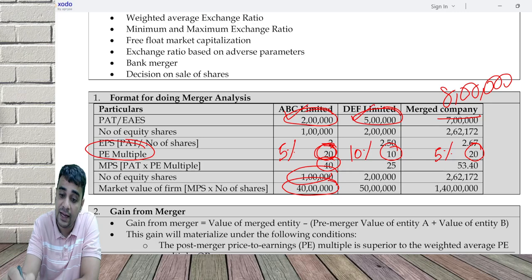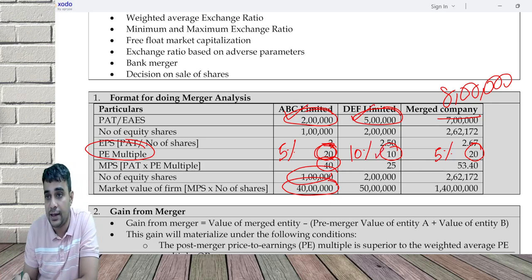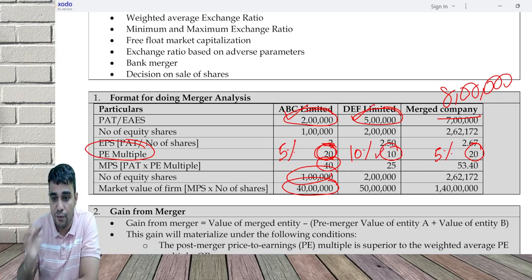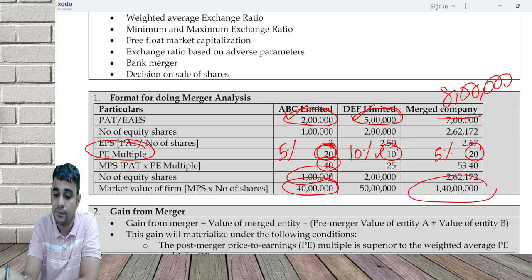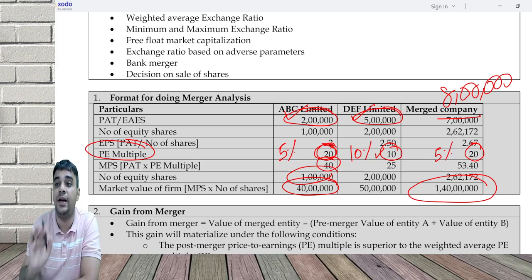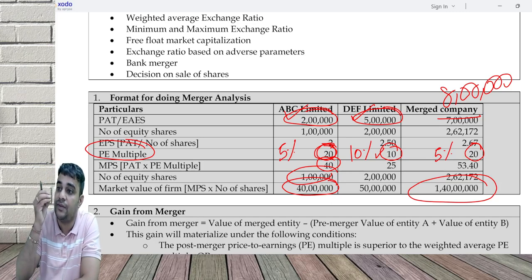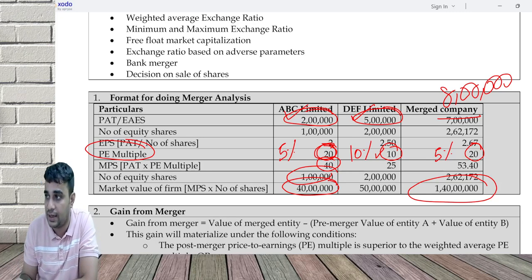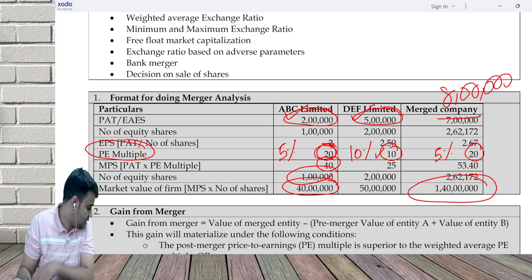This is 5 lakh into 10, 50 lakh. 40 plus 50 is becoming what? 1 crore 40. The reason is very simple. 2 lakh into 20 plus 5 lakh is also into 20 now. So the market has given you a financial synergy gain.